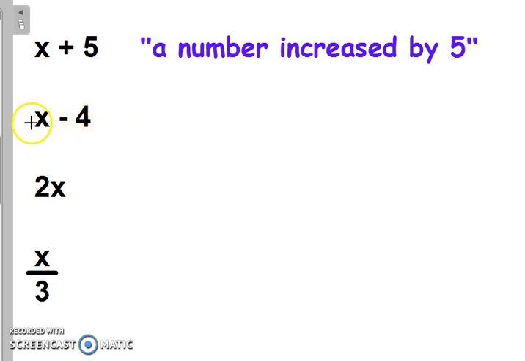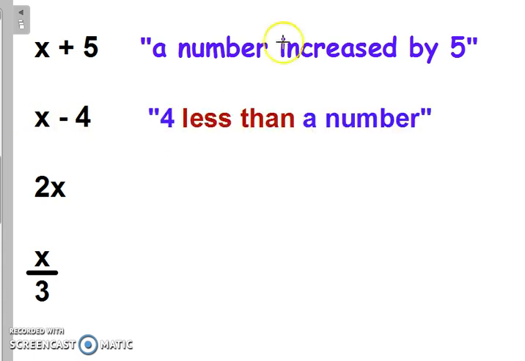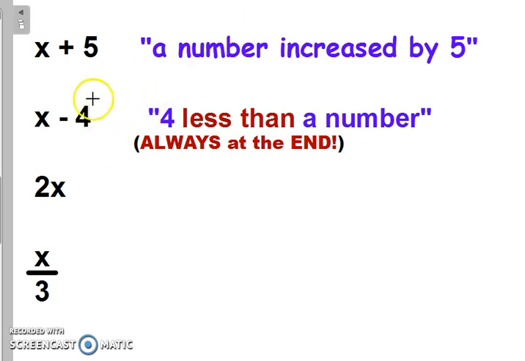I'll just write increased by 5 now, and I'll have a list of different terms that we can use later on. This next one, x minus 4, we could say a number minus 4, but there's a term that I want you to be familiar with, and that is less than. Anytime you see less than, this expression goes at the end. So 4 less than a number. Notice that minus 4 is after the x. And that is important because the commutative property does not apply to subtraction. So make a note of that. Less than always goes at the end. There are other ways that we could write this, the difference of x and 4, x minus 4. But this one you have to pay attention to whenever you see less than.